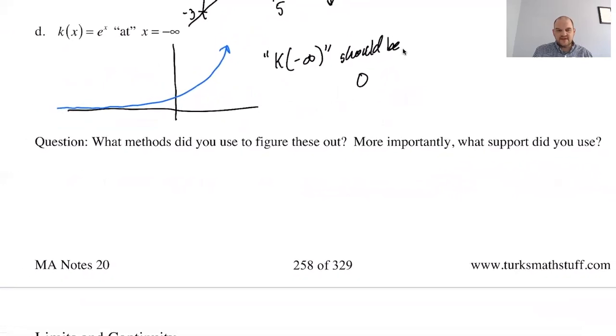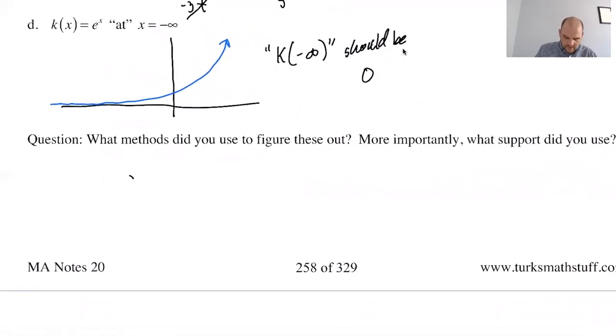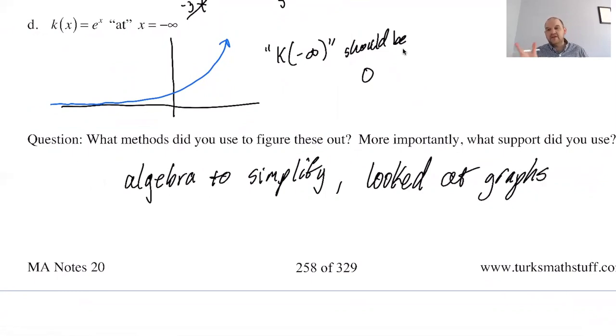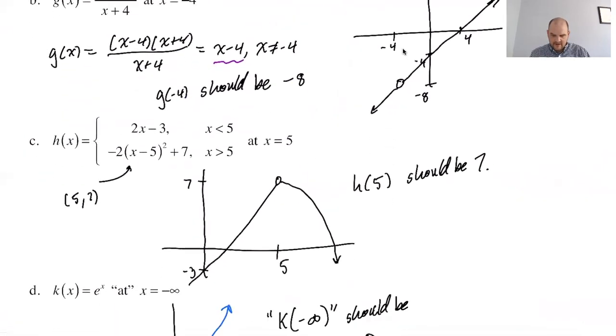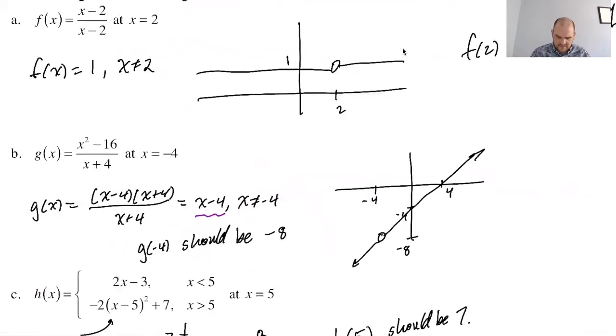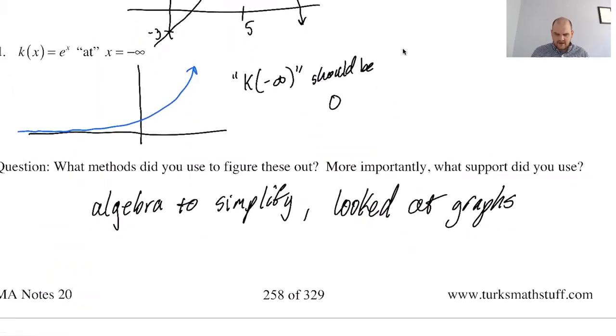So what did we do to figure these out? Well, I used some algebra to simplify, which is super common. You're going to do that a lot, more than anything else, probably. I also looked at graphs, because graphs can give you really compelling arguments for why something should be something. If we go back and look at either of these graphs, both of them very much support the notion that g of -4 should be -8. h of 5 should have been 7. These are things you get just by looking at the graphs. Anything else that we used? Not really. Simplifications, looking at graphs.